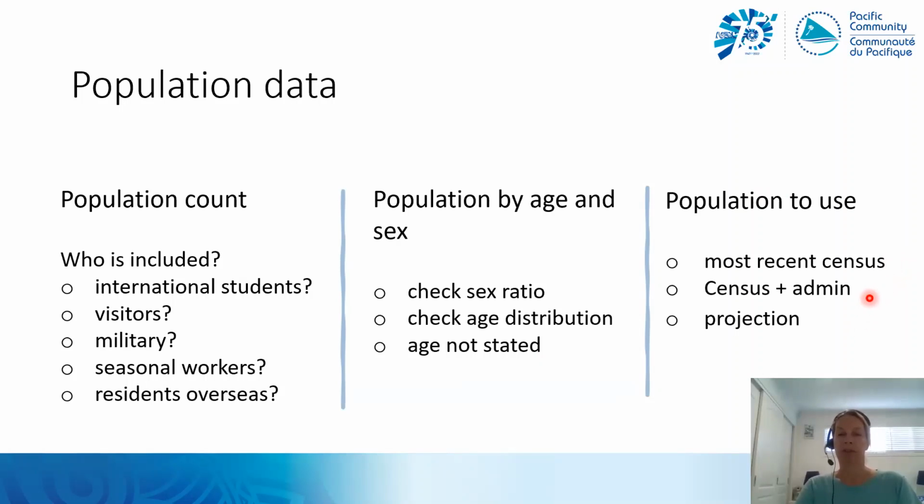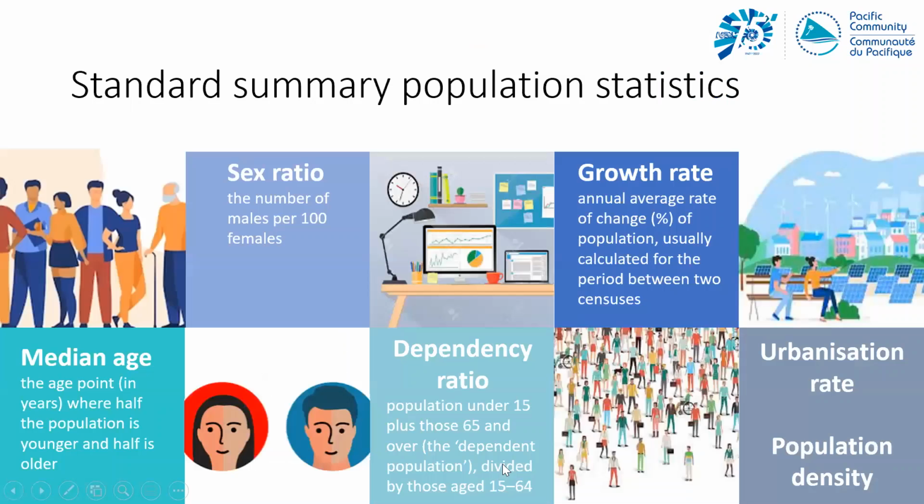So there's a couple of options. You can take that census count and add in births, deaths and migration for your administrative data, or often there'll be a population projection which attempts to account for that change over time. Let's look now at some of the most common population statistics that are produced.